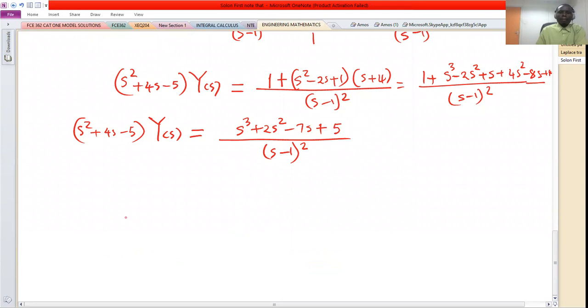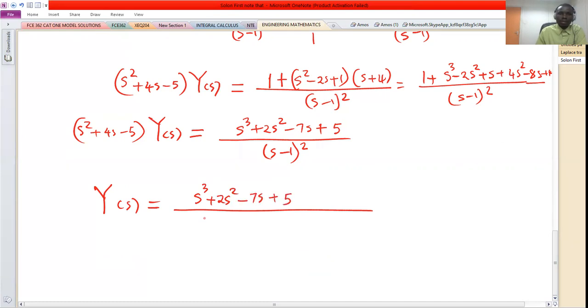So this would be the same as, now we have y of s will be given by, now we divide through by this, so s cubed plus 2s squared minus 7s plus 5 over s squared plus 4s minus 5, and then this is s minus 1 squared.